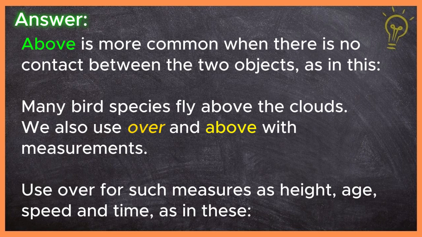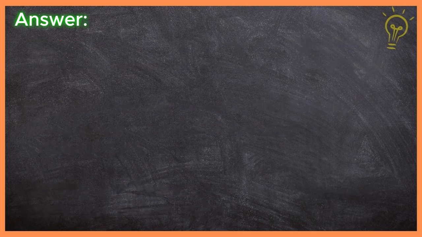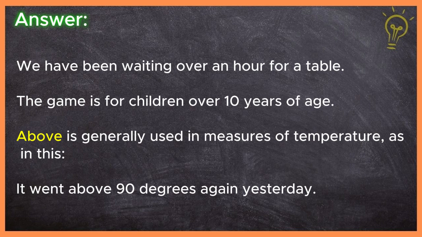Use over for such measures as height, age, speed, and time, as in these. We have been waiting over an hour for a table. The game is for children over 10 years of age. Above is generally used in measures of temperature, as in this. It went above 90 degrees again yesterday.